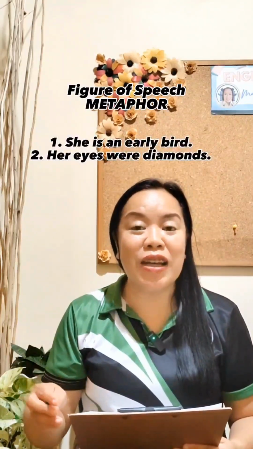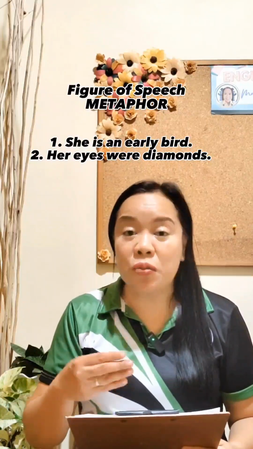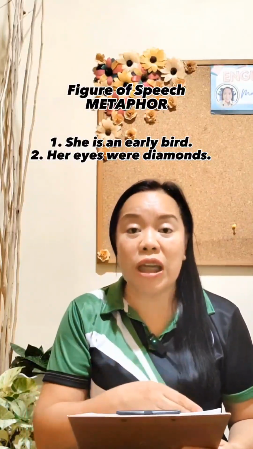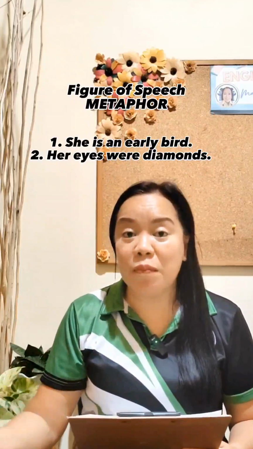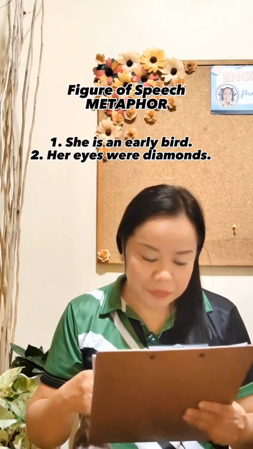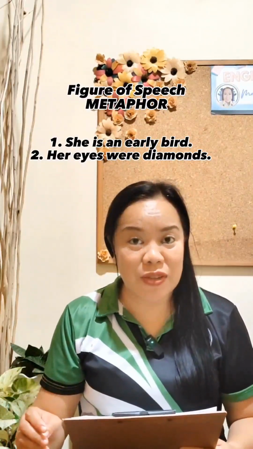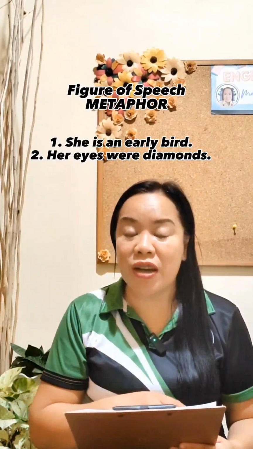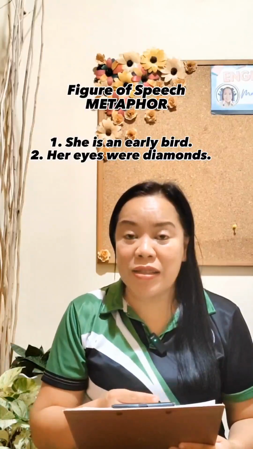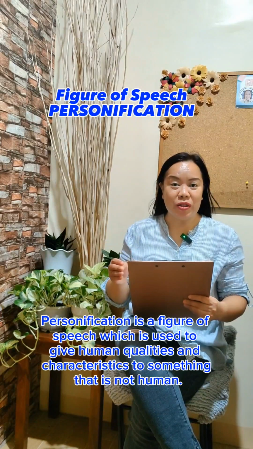She is an early bird. So there is a direct comparison of she to a bird. Number 2, her eyes were diamonds. So there is a direct comparison here with eyes to diamonds.